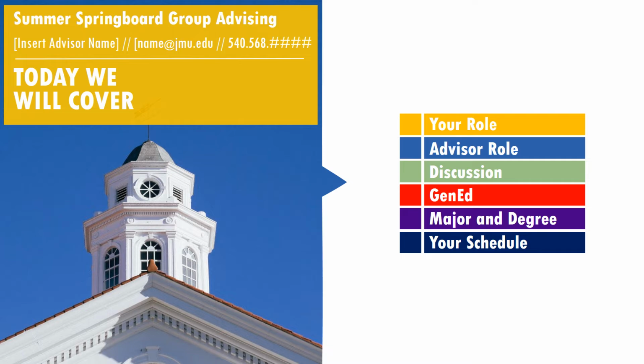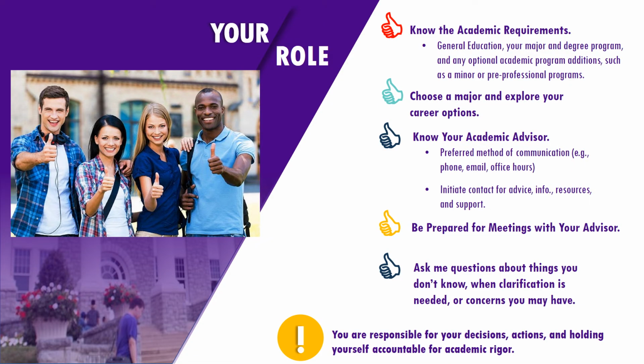So first of all, what we'll cover is your role as a student, your advisor's role, go over general education requirements, talk a little bit about major and degree, and also your schedule as well. So you as a student, what are you responsible for? These 5 main areas right here: knowing your academic requirements. About general education, major, degree, we'll talk about the differences between those in a few minutes. Any additional academic programs you're also studying, which could include pre-law, pre-medicine, for example.